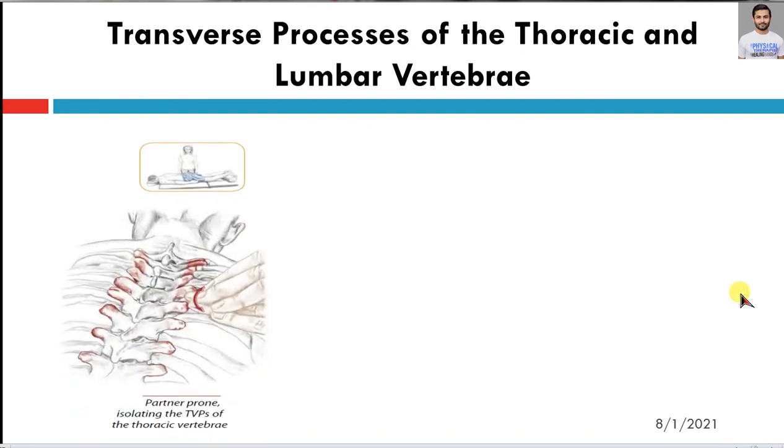The transverse processes of the thoracic and lumbar vertebrae are relatively easy to palpate, because first of all you need to find out a very simple rule. In the thoracic spine, there are a lot of joints, and the ribs attach to the transverse processes, making the costotransverse joint. Now, this costotransverse joint lies deep to the erector spinae group of muscles, but it is yet very palpable. There is a simple rule.